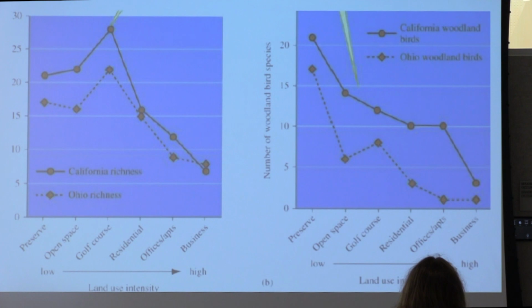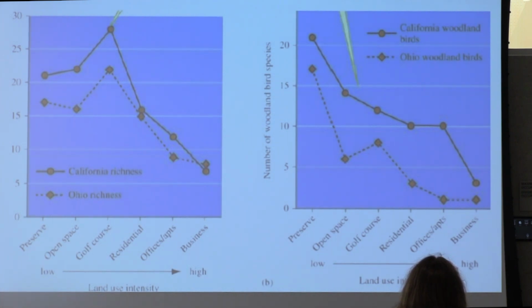But with native birds, that doesn't really hold true. So when we see that spike, that's just the averaging out of the abundance and richness of high disturbance invasive species versus low disturbance native species.